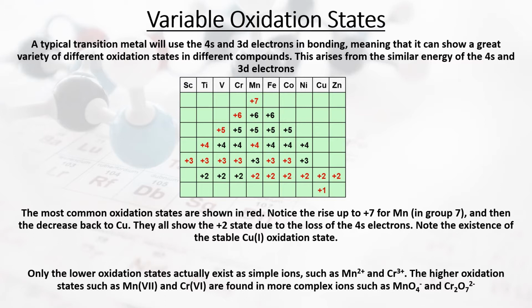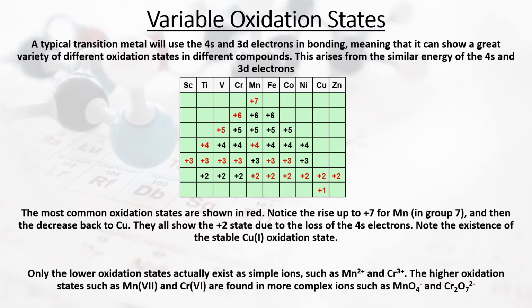Now the most common oxidation states for these metals are shown in red. And hopefully what you can notice is there's basically a rise as you go from left to right, from scandium to manganese. So you can see that scandium just has +3, titanium +3 and +4 mainly, vanadium +3 and +5 mainly, chromium +3 and +6 mainly, all the way up to manganese, which often shows +2, +4 and +7. But manganese can actually exist anywhere from +2 to +7. Vanadium can exist anywhere from +2 to +5. Just the red ones are the more common that we see.